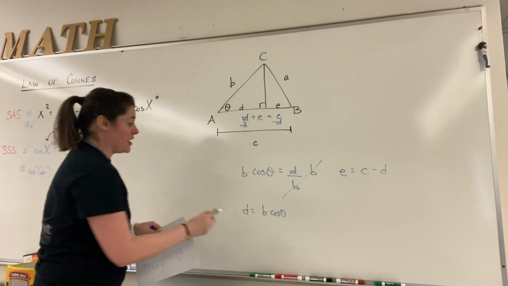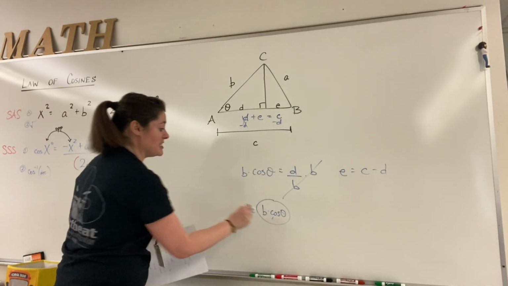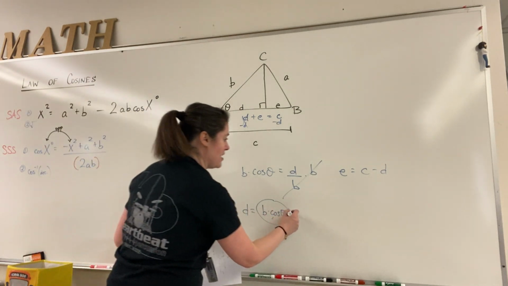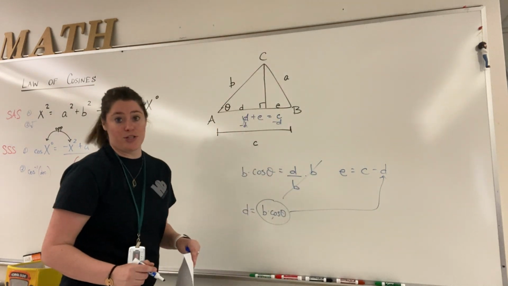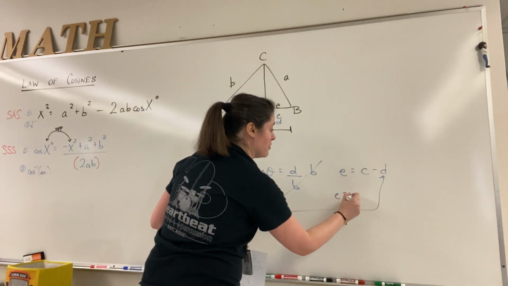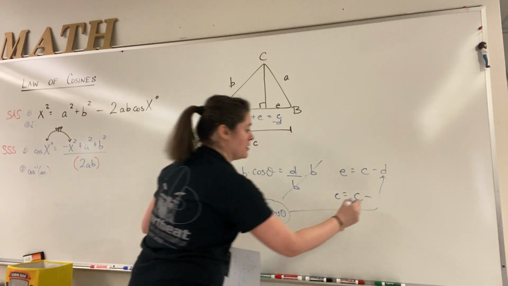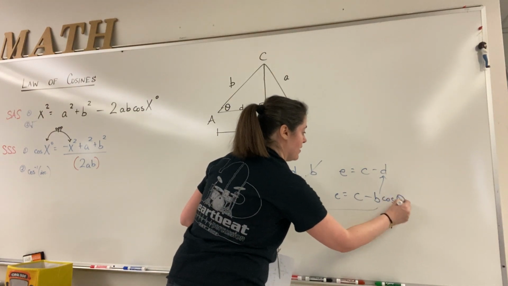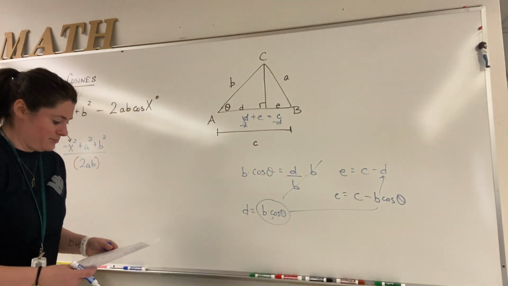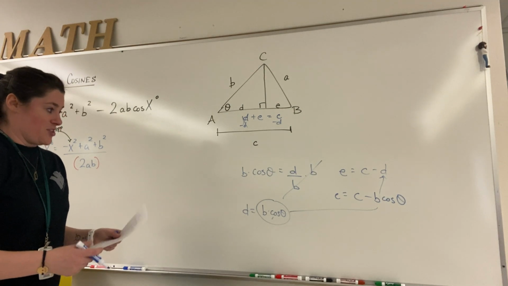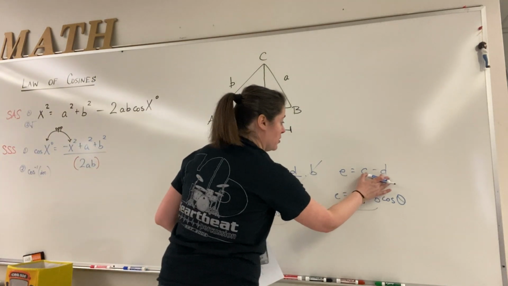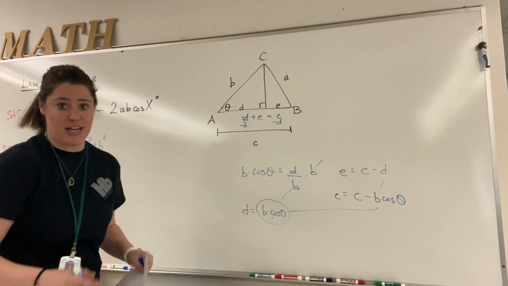Well, now that I already know that I could replace D with B times the cosine of theta, that's exactly what I'm going to do. So E could be written as C minus B times the cosine of theta. All right, so that was a substitution step. So now, what am I up to next?